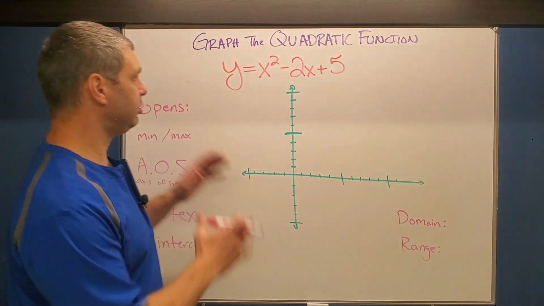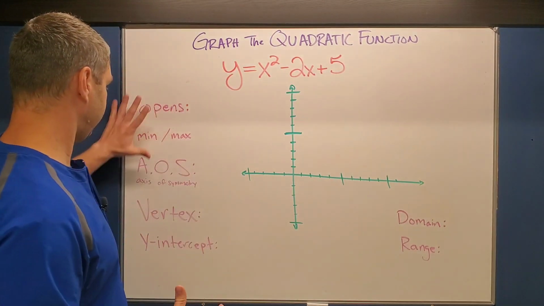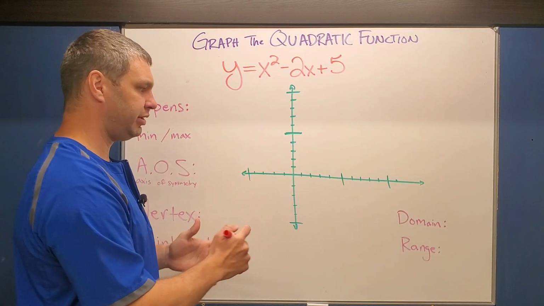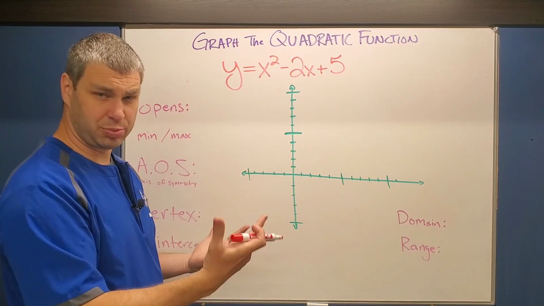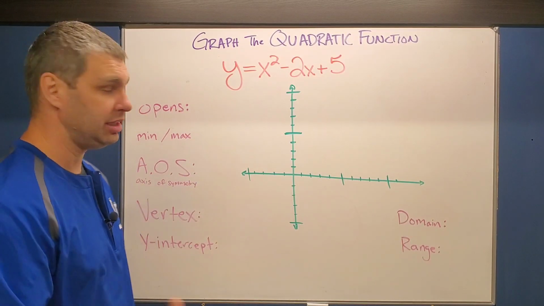This question is asking us to graph this quadratic function, and along the way we also need to fill out all this information to help us put the different pieces on this graph, so we can figure out which way this graph opens, where it's located with the vertex, and all that stuff. So let's jump right into it.